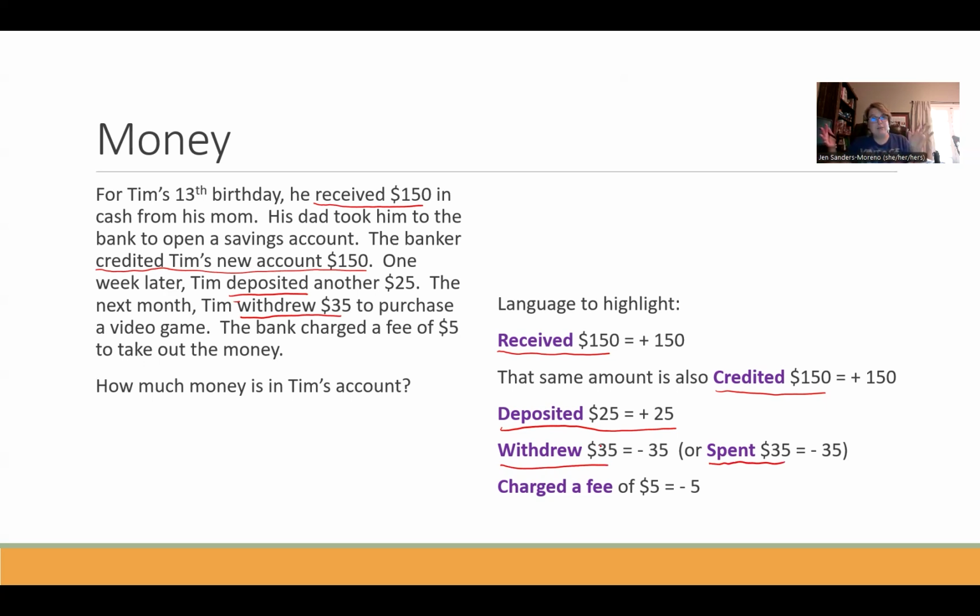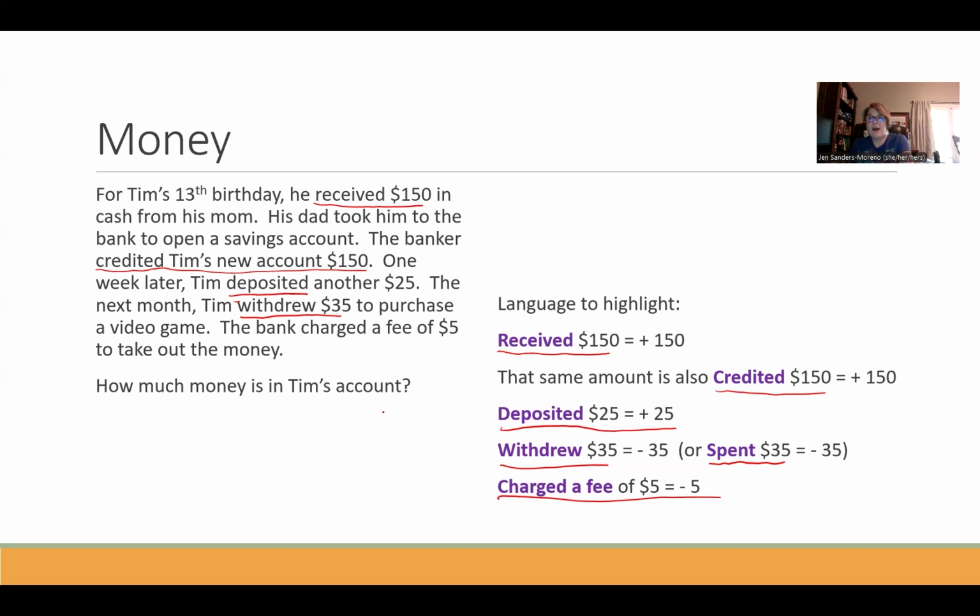And then we can have a whole discussion about banks and fees. But whether you agree with it or not, in this scenario, the bank is charging a fee of $5. So having to understand that that would be $5 leaving the account. Okay. So again, focusing on language for a money problem. Received, credited, deposited are all positives. Withdrew, spent, charged are all negative numbers.